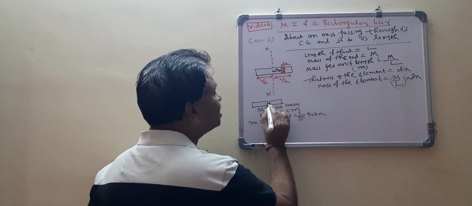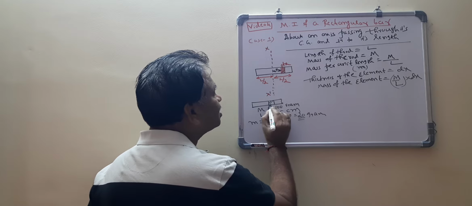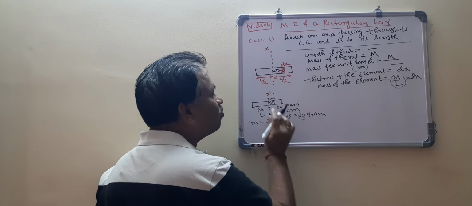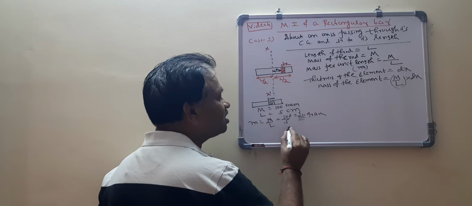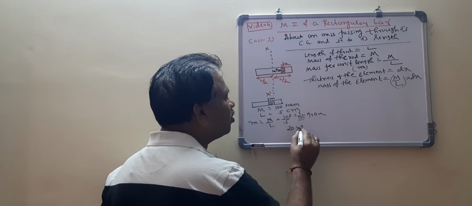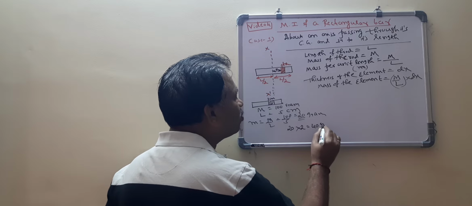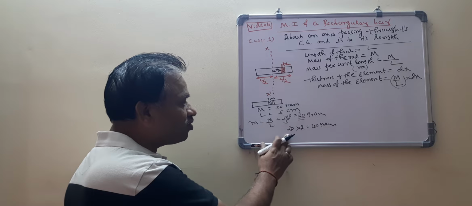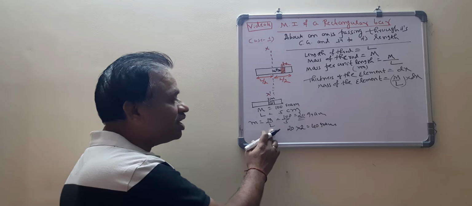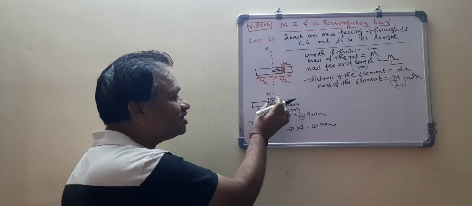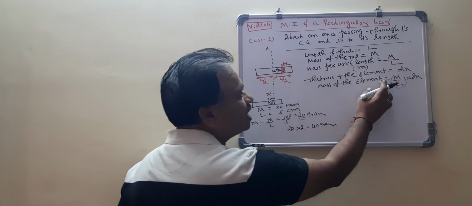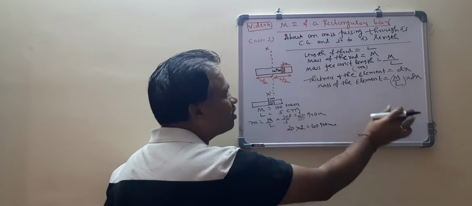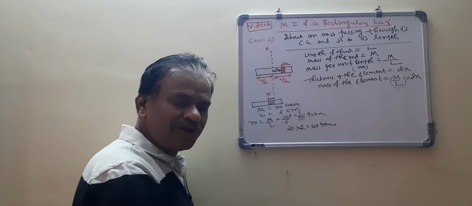Suppose I am considering a length of 2 centimeter. Then the mass of this part is 20 into 2, which equals 40 gram. How to calculate? 20 is the mass per unit length, and 2 is the length. In the same fashion, I have written here m by L into dx. What is dx? dx is a small element.